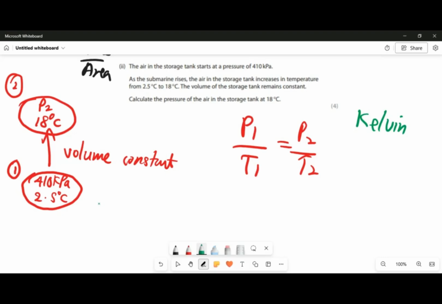So 18 degrees Celsius. When converting Celsius temperatures into Kelvin, you have to add 273 to the Celsius value. 18 plus 273. So the answer is 291 Kelvin.